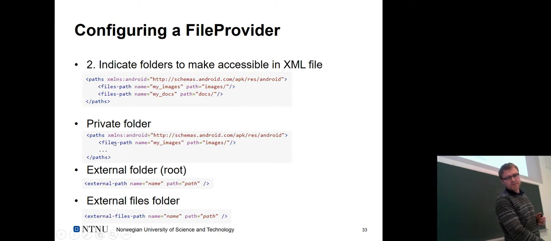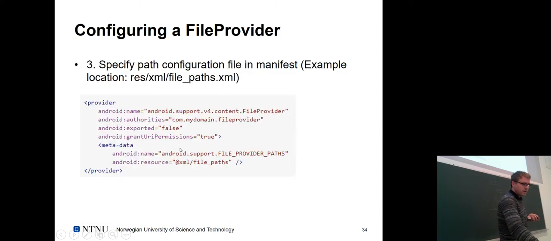So the only difference is literally the attribute here, but you then need to indicate the name and the location within your application path of a particular file that you want to make available. So you need to specify the files.